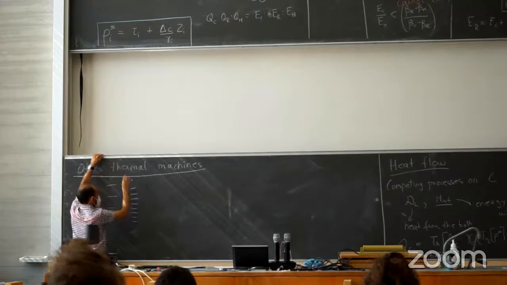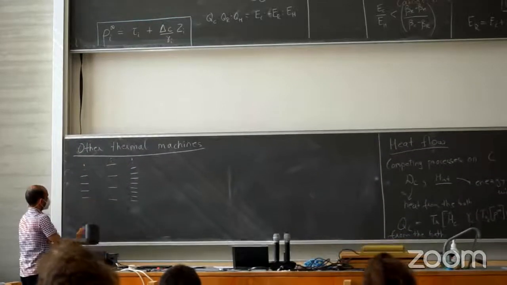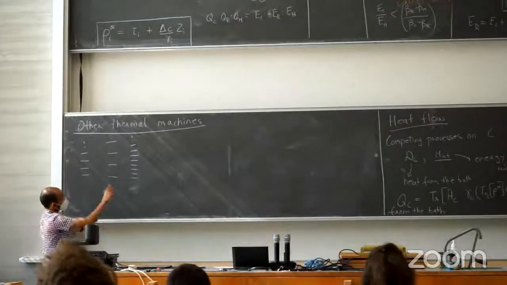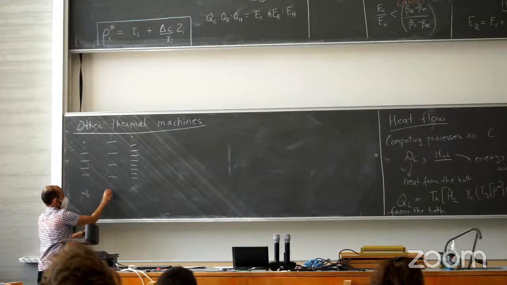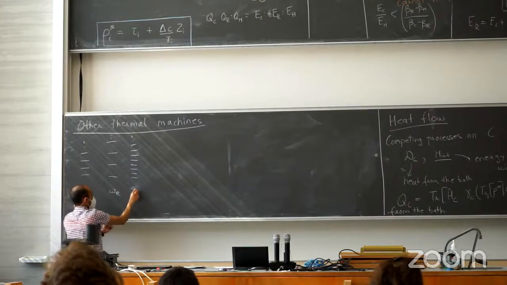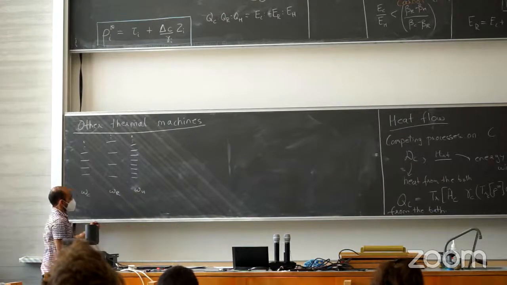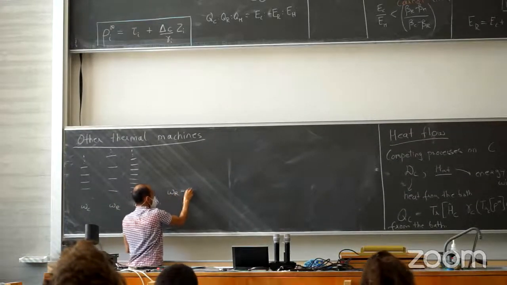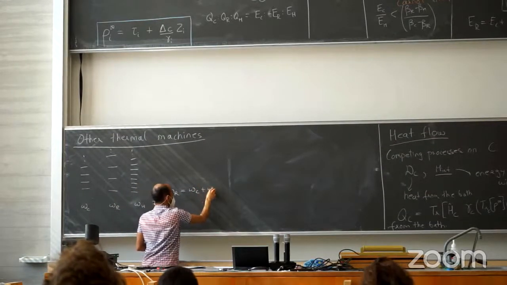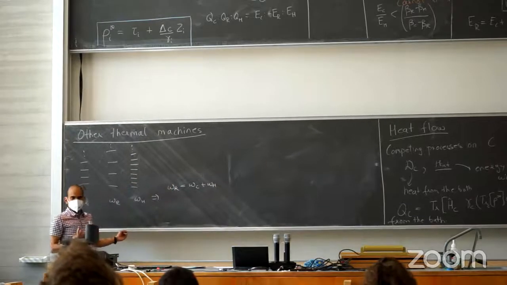How would I couple these 3 things together? You use exactly the same principle. If the harmonic oscillator here has frequency omega C, this one has omega R, and this one has omega H, you do 2 things. Let me choose omega R equal to omega C plus omega H. So this already introduces some sort of energy conservation into the picture.